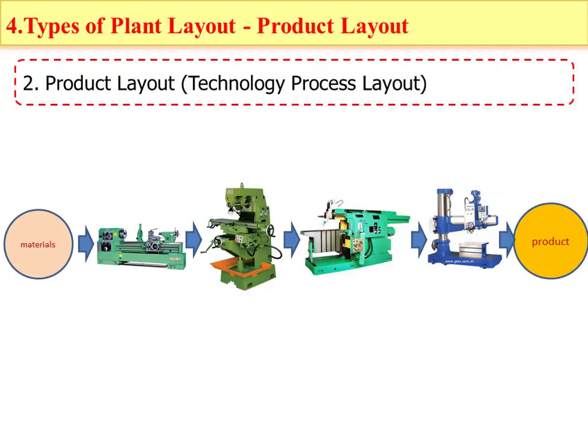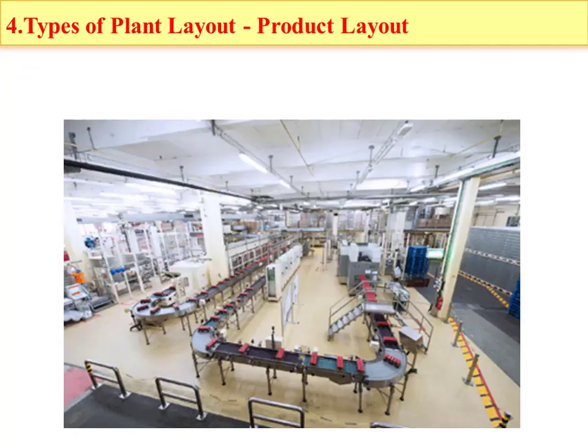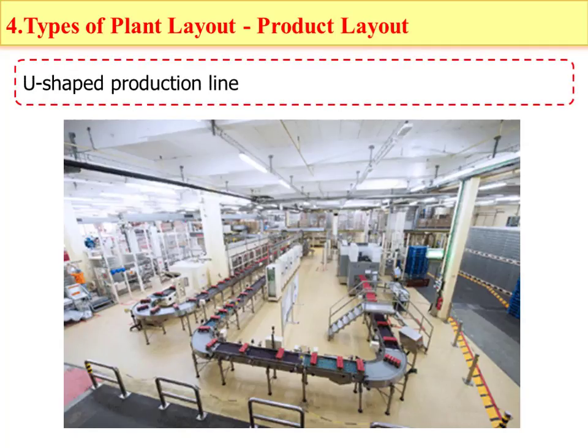The second, product layout or technology process layout, means you organize and arrange the machines in one line. The line is based on your workplace and the condition of your job. It can be a U shape, M shape, or L shape. You can see in the picture below the traditional method and the U shape method. The professor said that the U shape is the best layout for production.